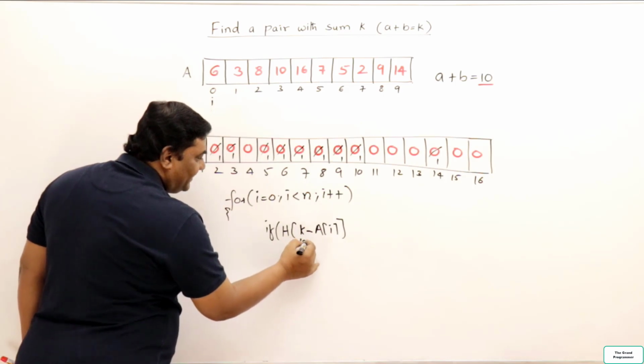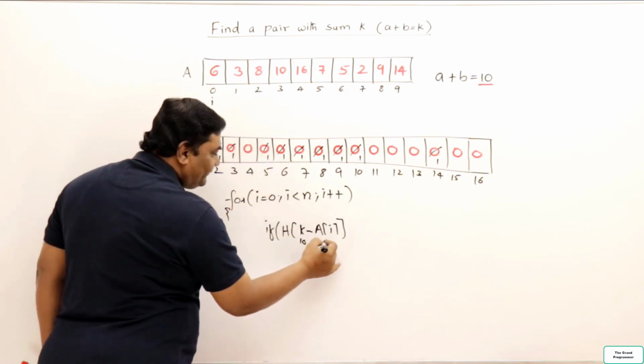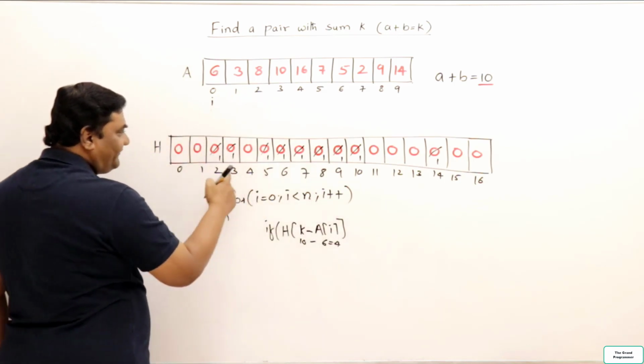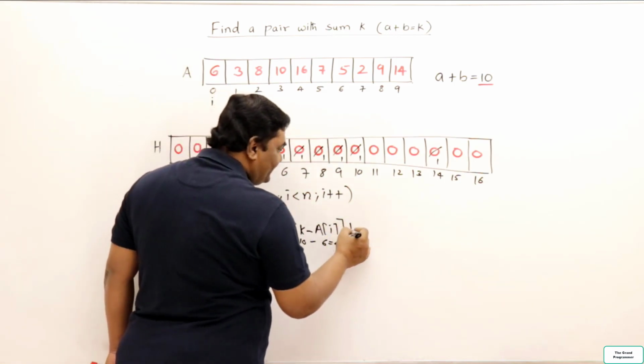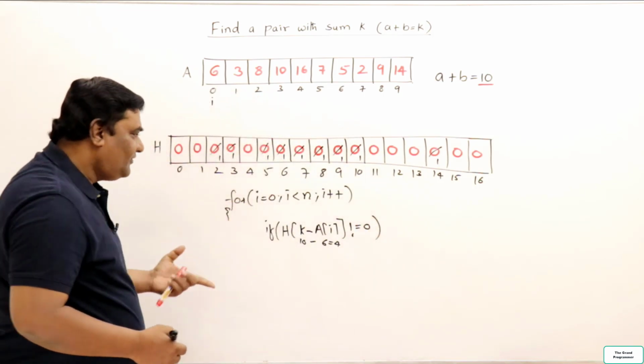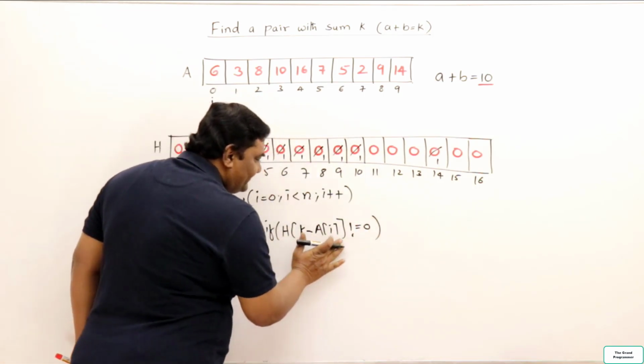See, 10 minus, for example, if it is 6 gives what? 4. So this will be h of 4. We are checking at h of 4. If h of 4 is not equal to 0, it means it's already found. That means there is a pair. So what is the pair?